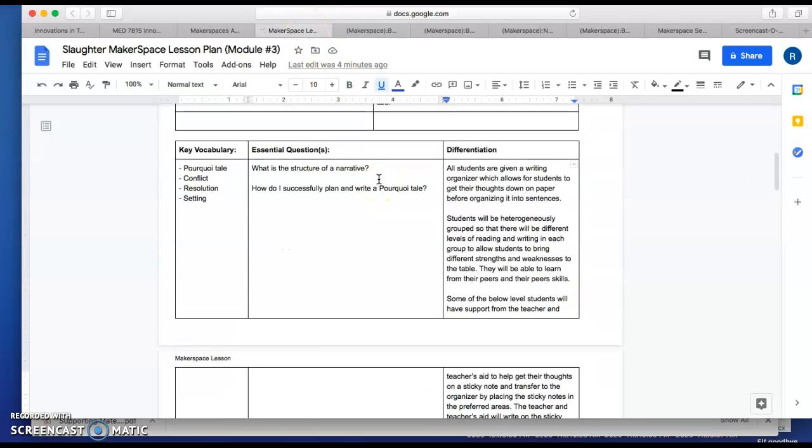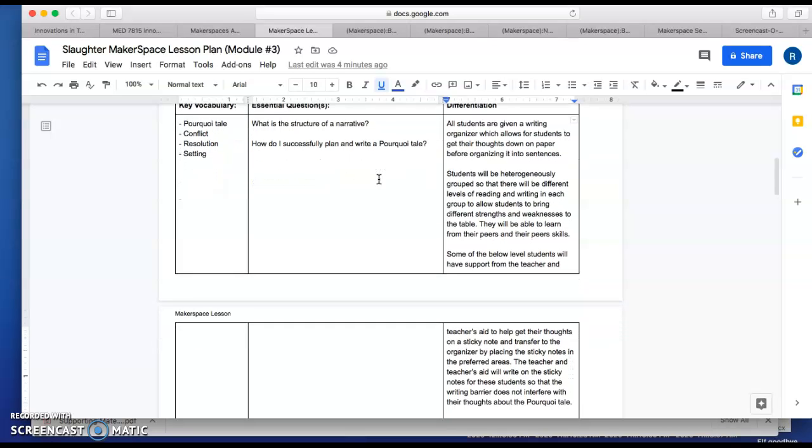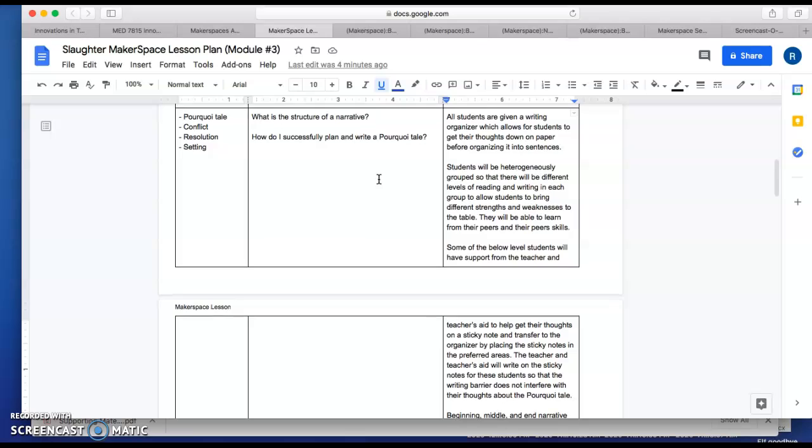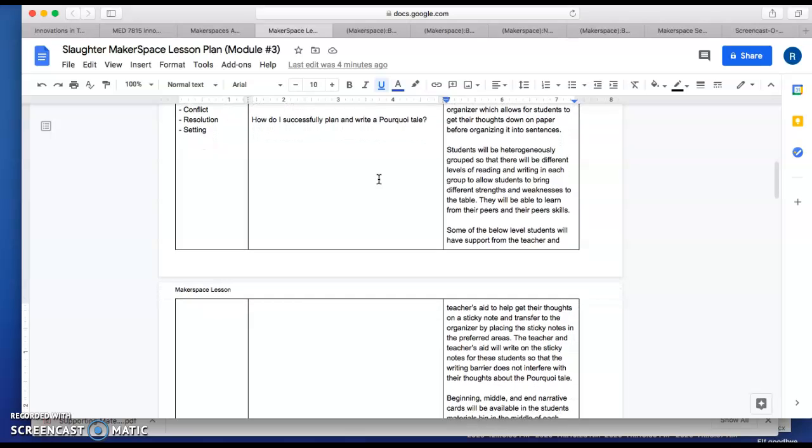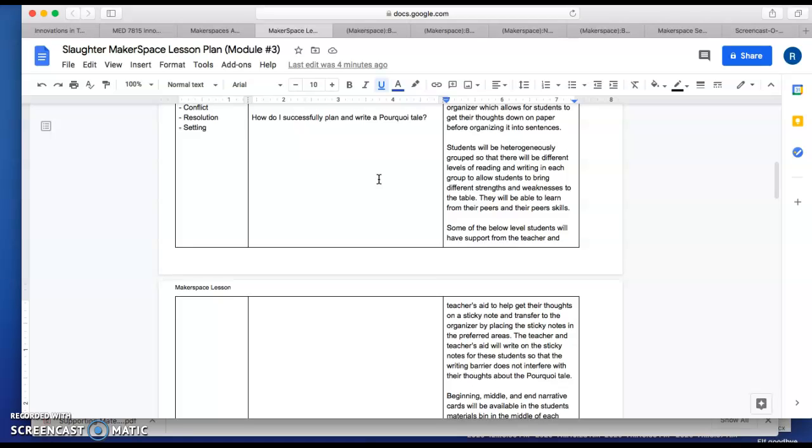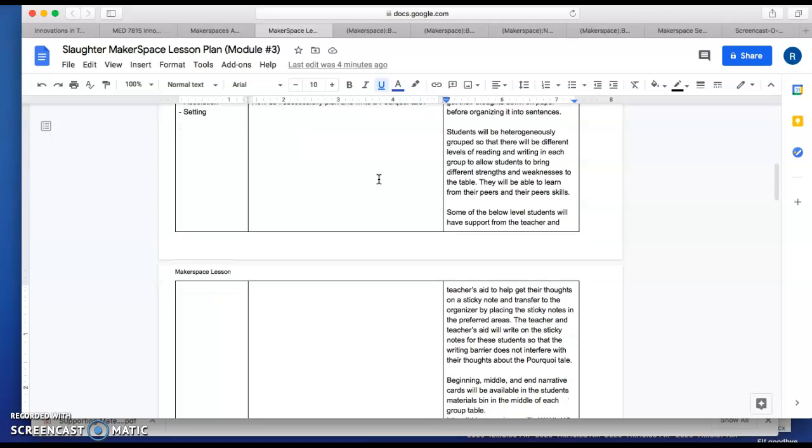Also, students will be heterogeneously grouped so that there will be different levels of reading and writing in each group, to allow students to bring different strengths and weaknesses to the table. They will be able to learn from their peers and their peer skills. Some of the below level students will have support from the teacher and the teacher's aide to help get their thoughts on a sticky note and transfer this to the organizer by placing the sticky notes in the preferred areas.